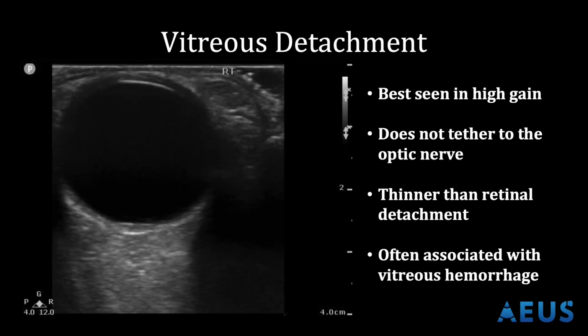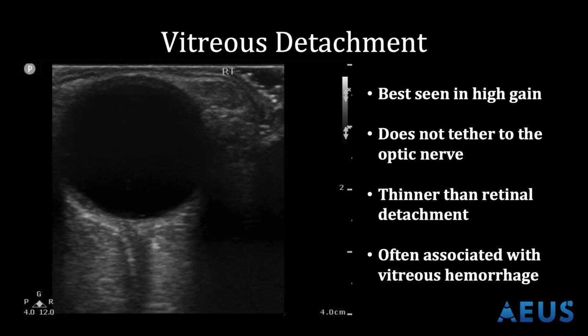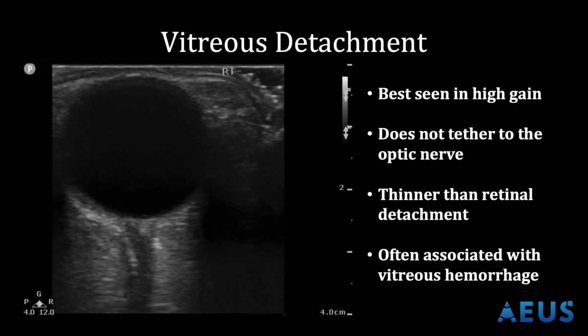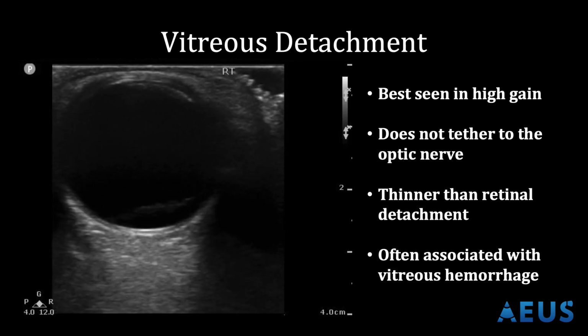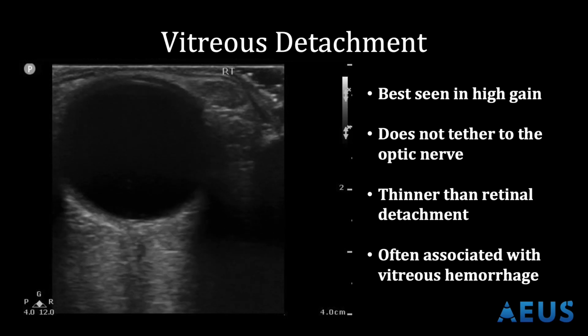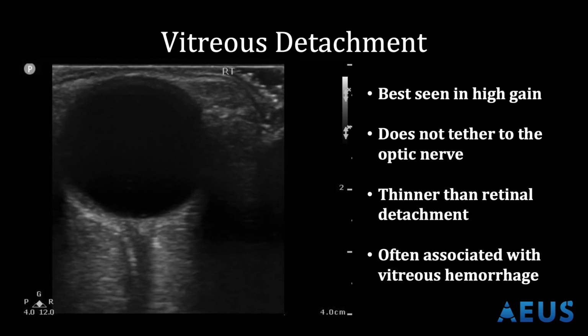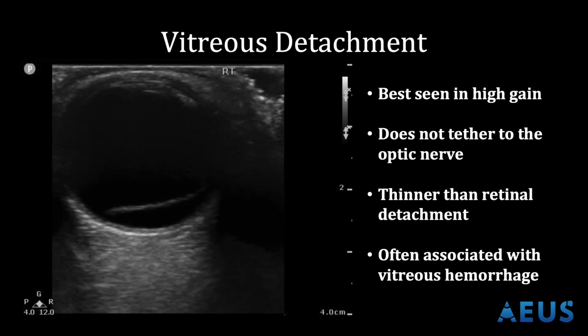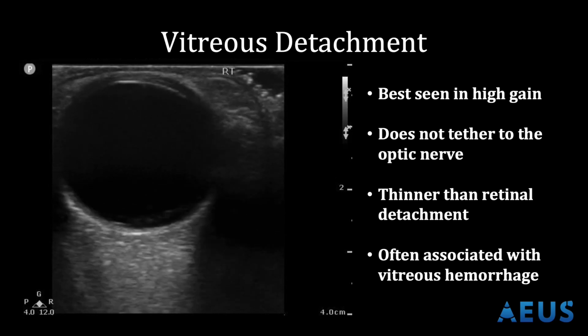A vitreous detachment is often confused with a retinal detachment, and knowing the differences between the two will help the sonographer tell them apart. It is important to differentiate them because a retinal detachment typically requires surgical management, whereas a vitreous detachment can be expectantly managed. A vitreous detachment can, however, progress to a retinal tear or detachment.